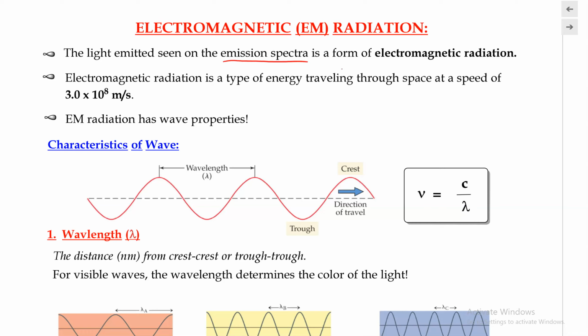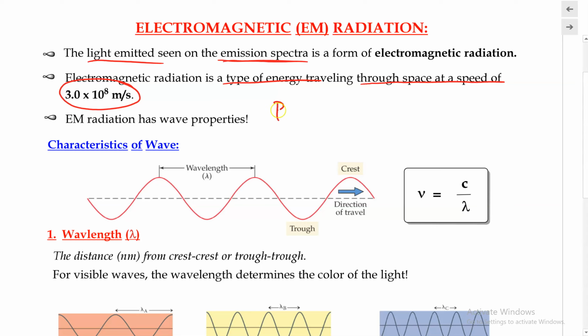Electromagnetic radiation is basically a type of energy that travels through space at the speed of 3.0 times 10 to the 8 meters per second, also known as the speed of light. Examples of electromagnetic radiation include the light emitted in the emission spectra that we will see in a little bit, the light produced by the sun, the heat wave that we feel from a hot object, or the microwave produced inside the microwave to heat up our food. Those are examples of electromagnetic radiation.